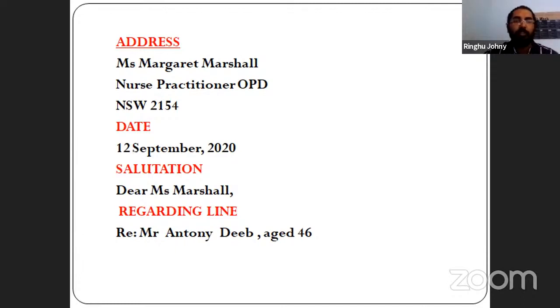Now, next thing is we have address, date, salutation, regarding line, all these things, right? Or address, date, greeting and regarding line. So in the letter, address and date can be written vice versa. When you write a letter, you can write date first and address, or address first and date.